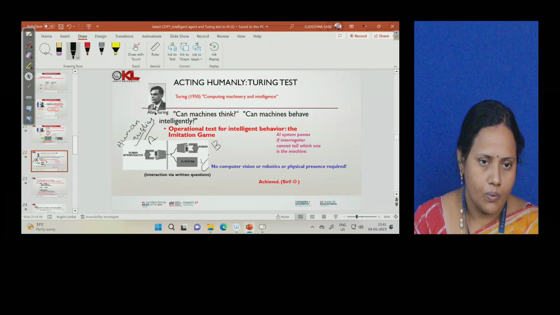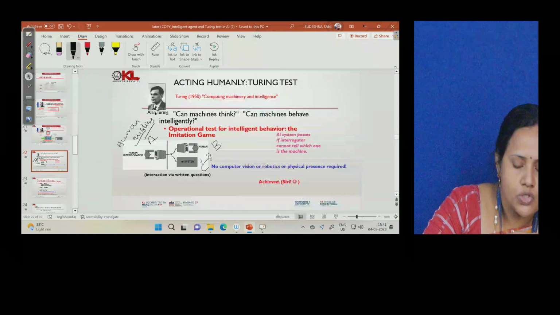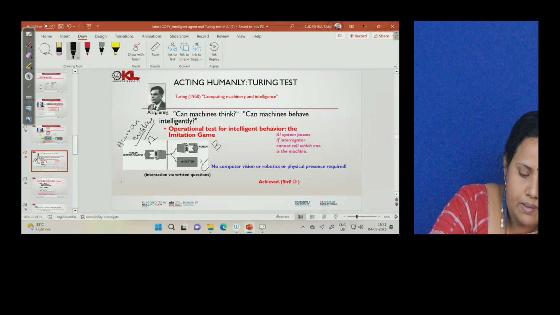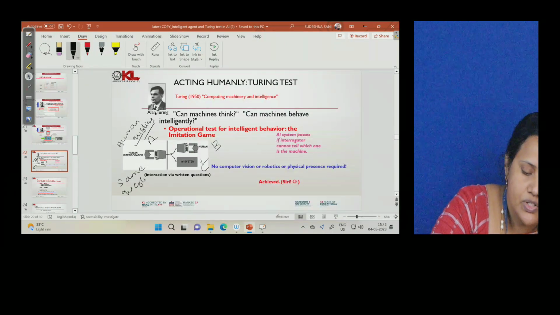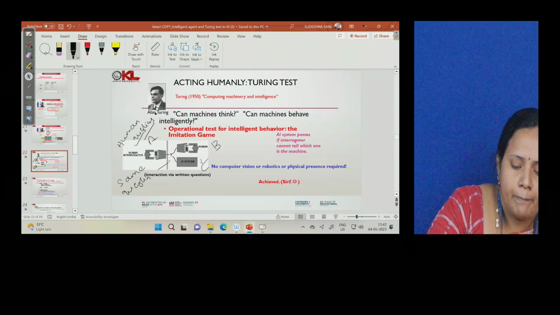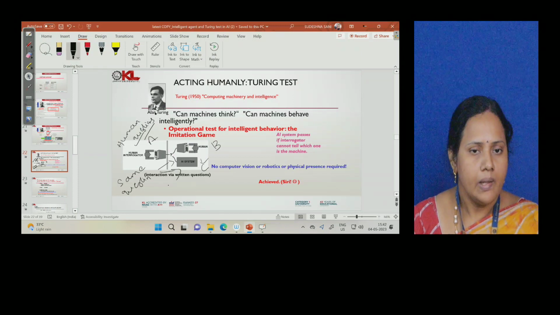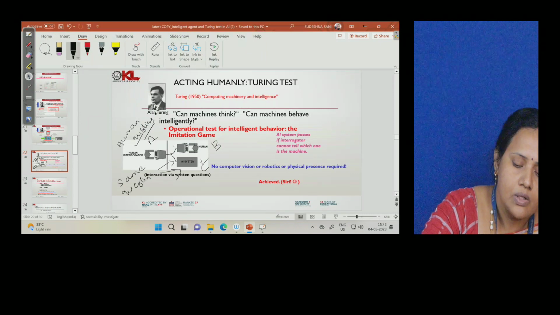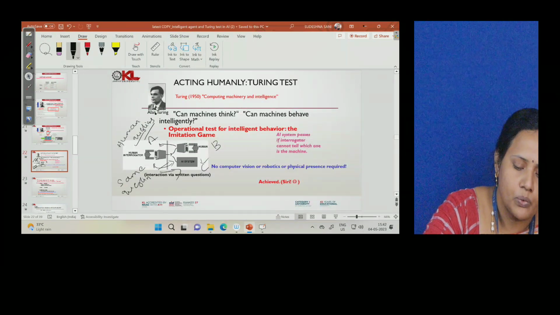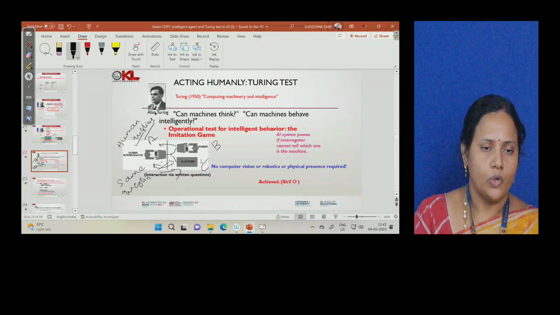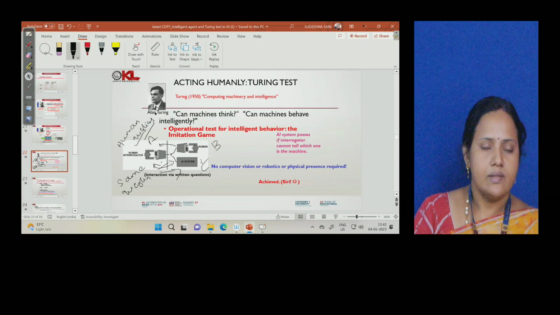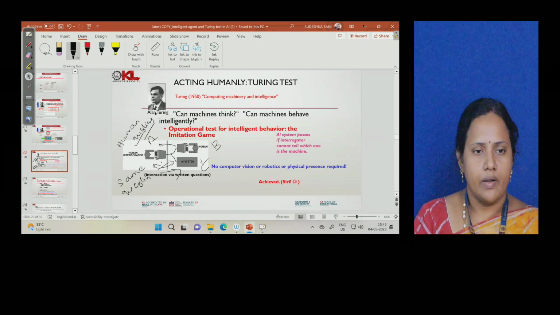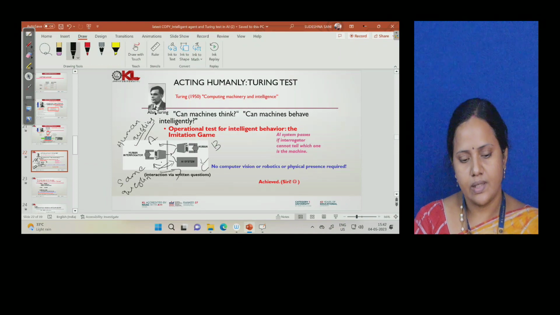Now the human interrogator will be posting some questions. The same set of questions, not different ones, is posted to both B and C. B and C will reply back with written answers, and those written answers are passed back to the interrogator. Hope I'm clear, I'm repeating it again. There will be three rooms, and in one room the human interrogator will be sitting.